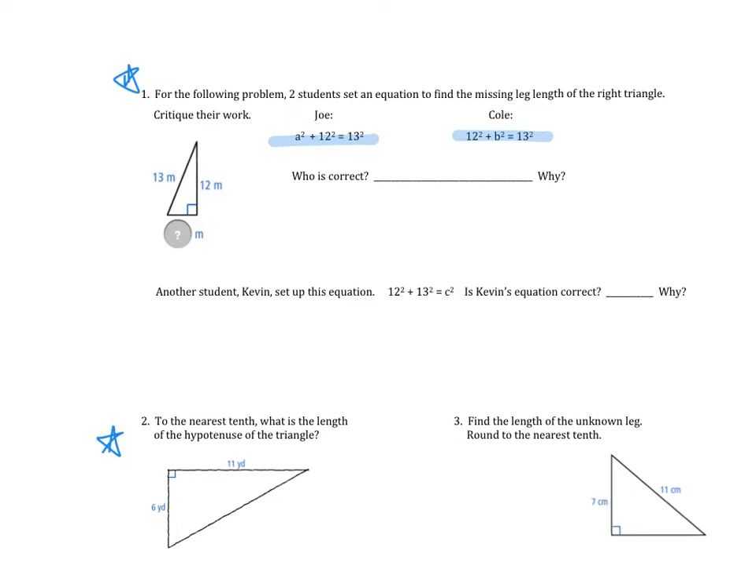Is that okay? Could you plug in 12 for either A or B? The answer is yes, because 12 is a leg. And as I stated earlier, the legs are interchangeable. So 12, the leg, could go in for A or B. However, 13 has to be C. The hypotenuse has to be C. So in this case, both of them are correct. They just plugged in 12 for a different leg, A or B.